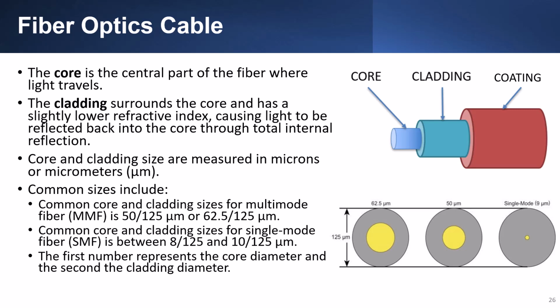The core is the central part of the fiber where light travels. The cladding surrounds the core and has a slightly lower refractive index, causing light to be reflected back into the core through total internal reflection. Core and cladding size are measured in microns or micrometers. Common core and cladding sizes for multimode fiber are 50/125 micrometers or 62.5/125 micrometers. Common core and cladding sizes for single mode fiber are between 8/125 and 10/125 micrometers. The first number represents the core diameter and the second the cladding diameter.